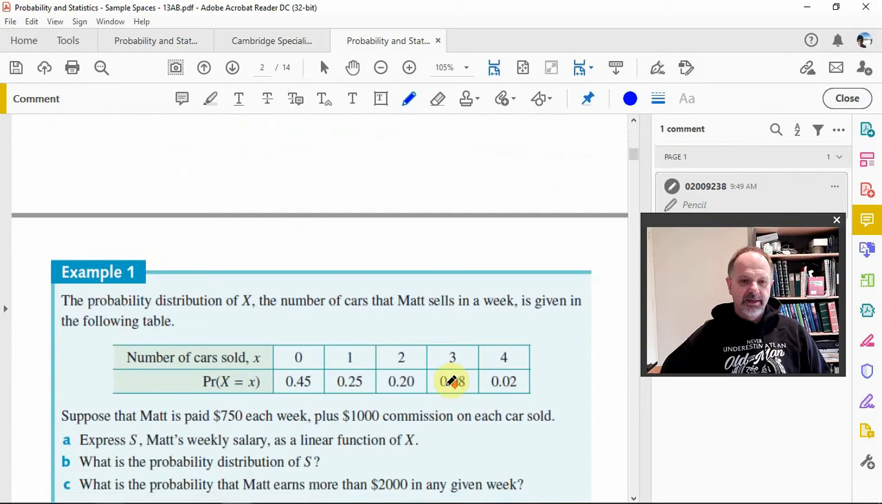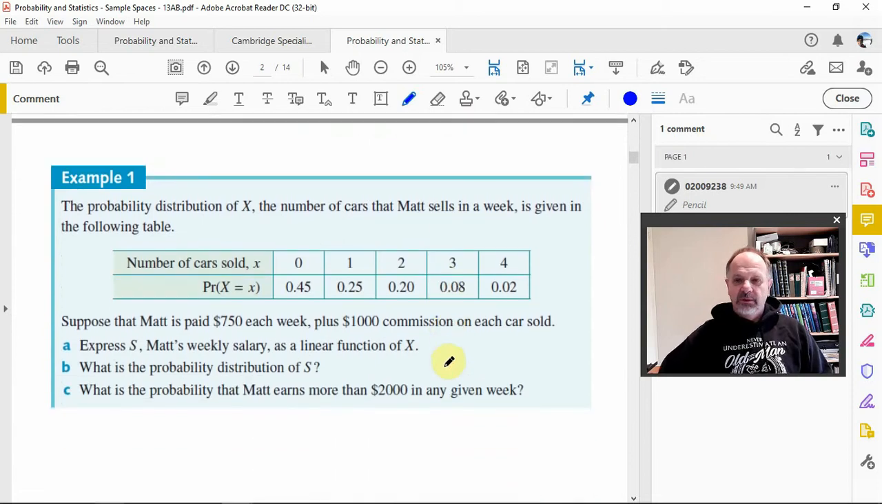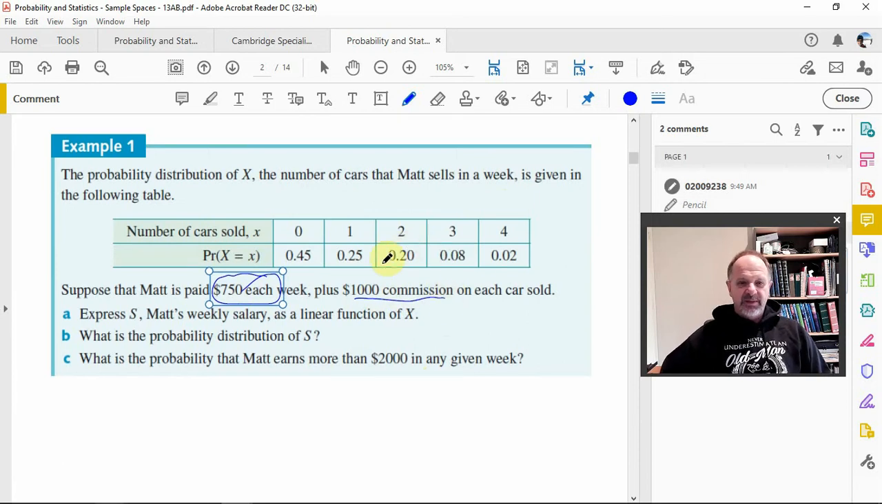All right, so let's go down here and have a look. Here's an example that I've taken from your textbook. So the probability distribution of the number of cars Matt sells in a week is given by this here. So I suppose Matt is paid $750 each week plus 1,000 commission on each car. All right, so with this, he gets $750. That's how much he gets, whether he sells cars or not, and then he gets 1,000 each. So express Matt's weekly salary as a linear function of X.